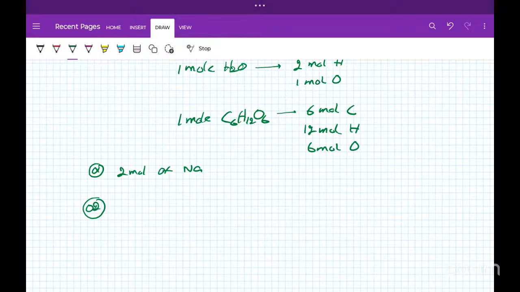Calculate number of hydrogen atoms in 0.08 moles of hydrogen sample.